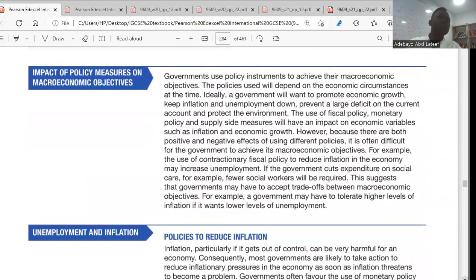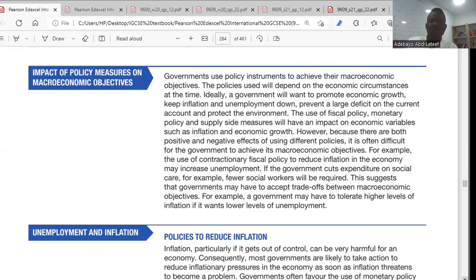The impact of policy measures on macroeconomic objectives. Let's say government use policy instruments to achieve their macroeconomic objectives. The policies used will depend on the economic circumstances at that time. So we can't use constant economic objectives. Whatever policies we have to use will be decided by the situation that the economy finds itself at that particular point in time.